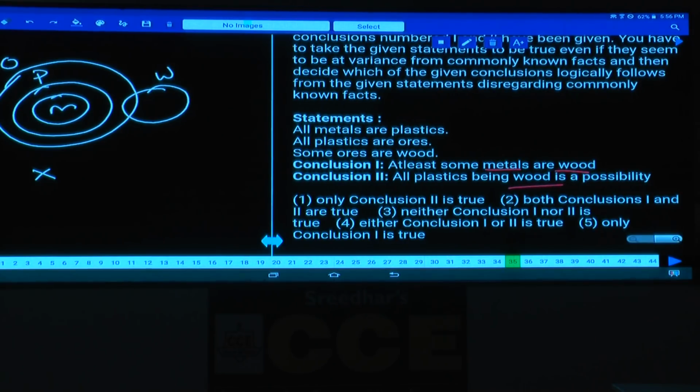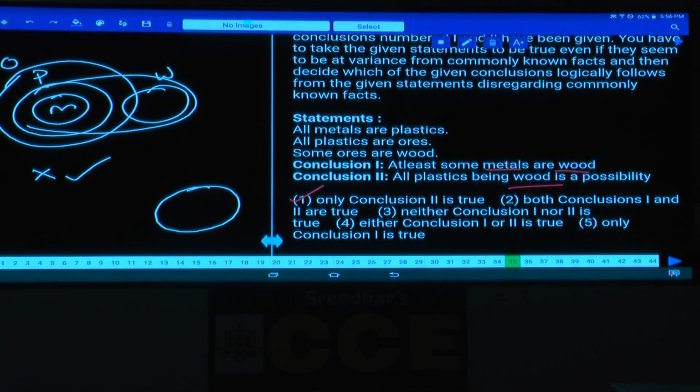All plastics are wood is a possible. As all the statements are affirmative, we can draw it as a single diagram. Now I can draw my wood like this. Hence it is possible or not? Hence it is possible, only 2 follows, choice 1. Isn't it? Hence question number 35, only conclusion 2 follows, choice 1.